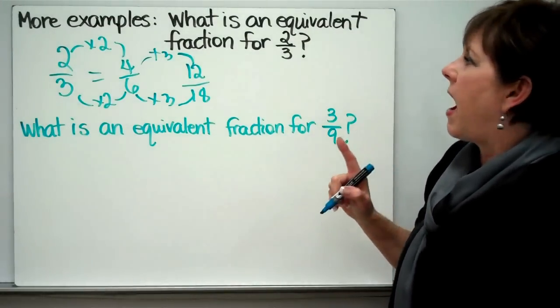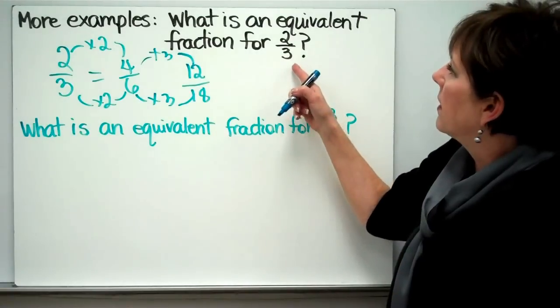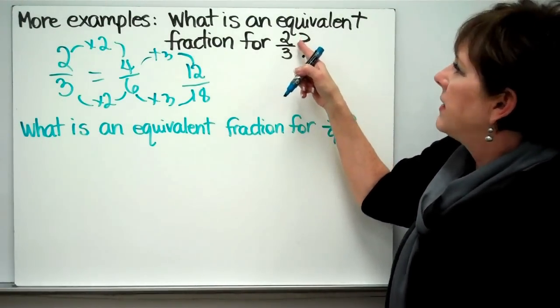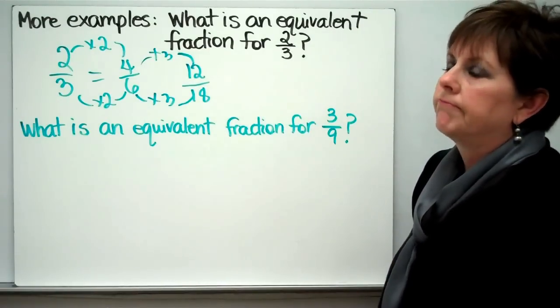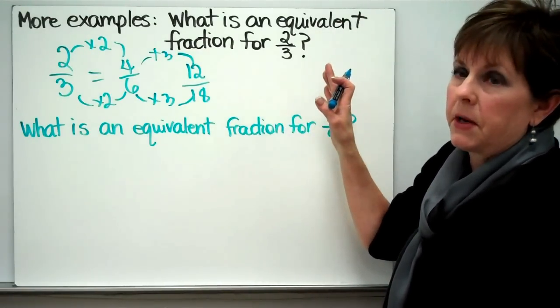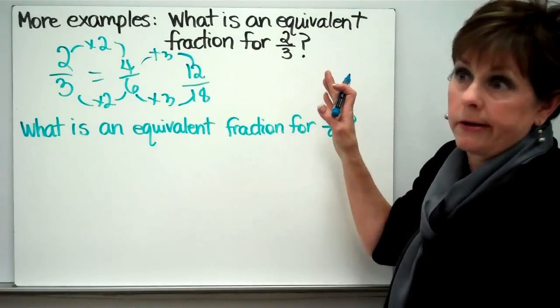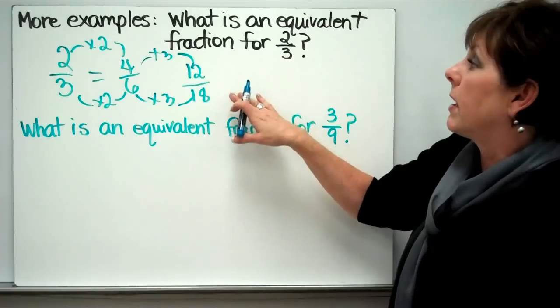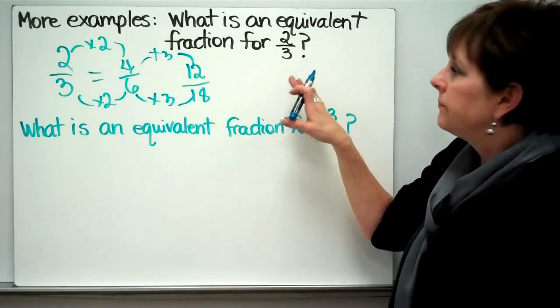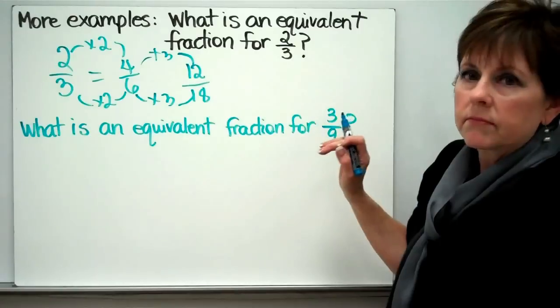Now, could I divide to find an equivalent fraction for 2/3? Let's see. I can divide 2 by 2. I can divide 3 by 3. Is that the same number? No, 2 and 3 are not the same number. So I can only multiply to get an equivalent fraction here. I cannot divide. All right?